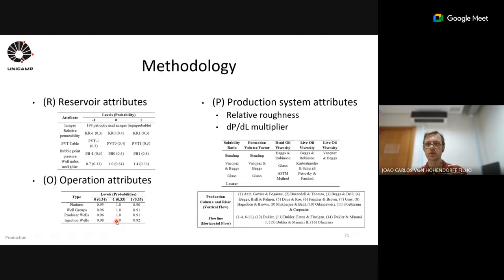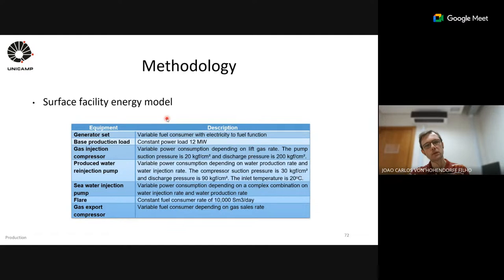For the production system, I included models for pressure drop, for fluid. Basically, the most known equations applied for simulators. Okay. And I built, to calculate the CO2 emission, a surface facility energy model very similar to the calc. And I have a general set.